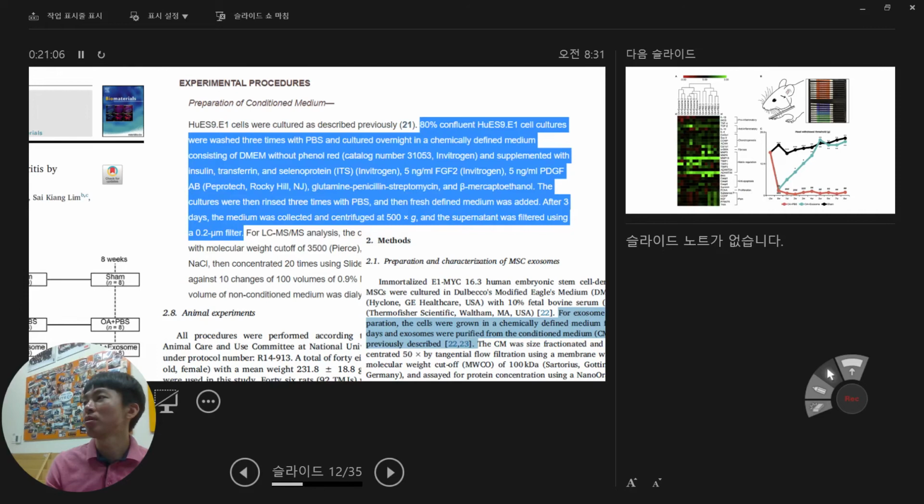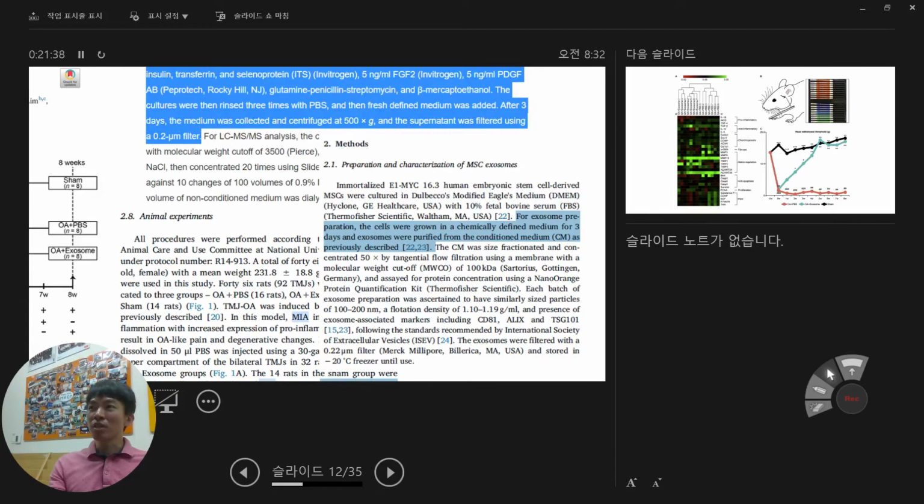After 3 days, the media was collected and filtered, and the other steps are the same, using the ultracentrifuge for getting exosomes. Like Dr. Rajendra mentioned, they didn't use growth factor-free medium, so there are many possibilities that some growth factors can be obtained in the exosomes. But anyhow, this is how they describe the exosomes.